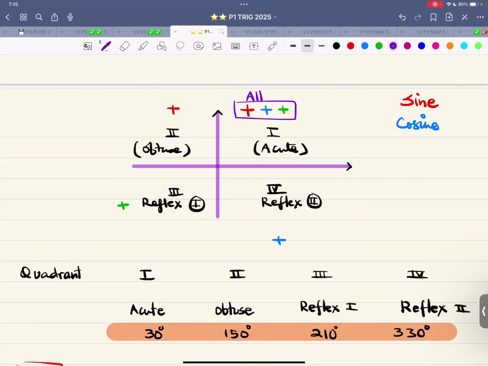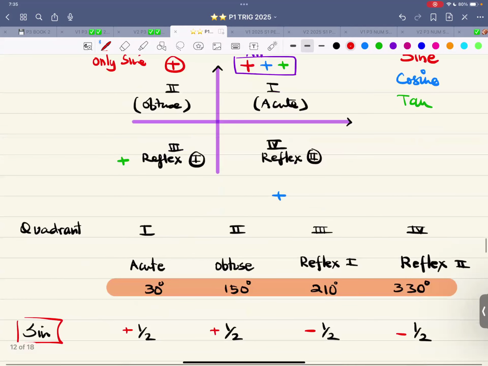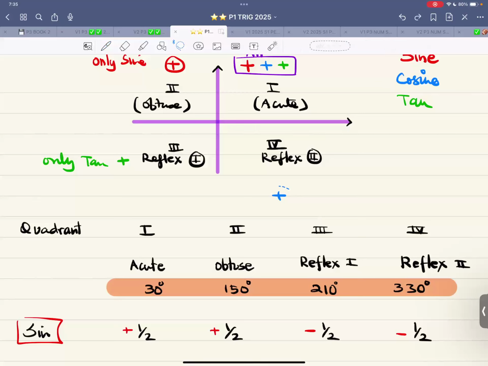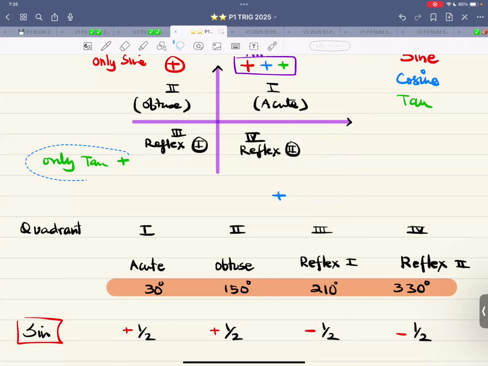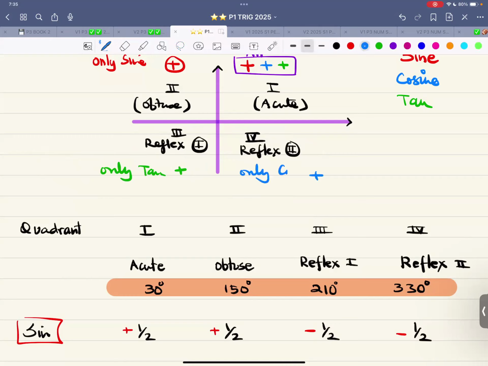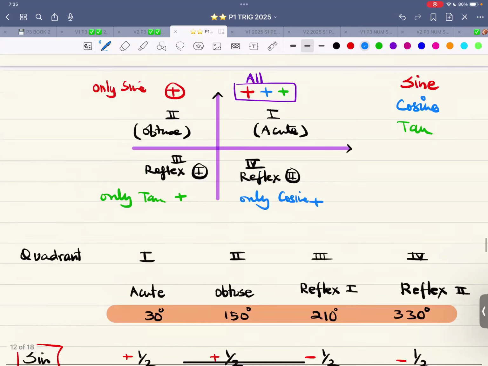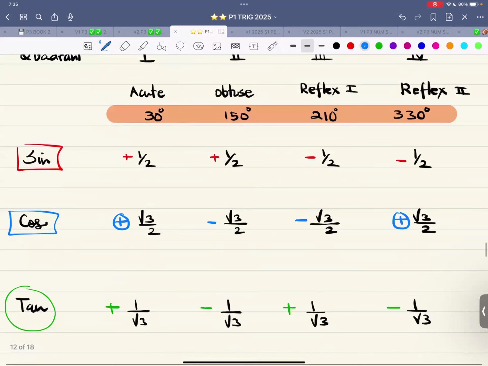Before that, let me write tangent in green. So red stands for sine. So I'll write only sine is positive. Green stands for tangent. Only tan is positive. Blue stands for cosine. So let me just pull this up. First of all, let me just push it like this. Okay. So now over here, the blue one, only cosine is positive. Got the idea? That is based upon all this.